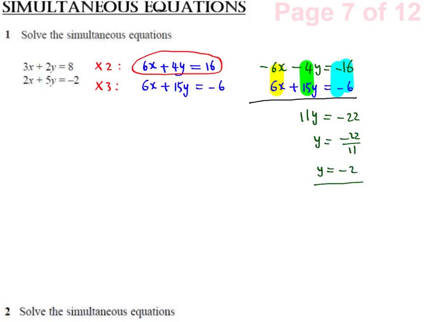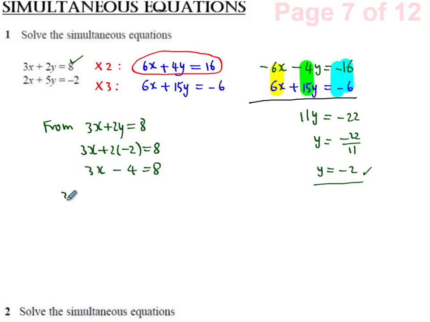I now need to work out the value of x. So to work out the value of x, I pick any of the equations. Always pick the easiest. This one here. So from 3x plus 2y equals 8. We know y is minus 2, so 3x plus 2y, which is minus 2, must equal 8. So 3x minus 4 is equal to 8.